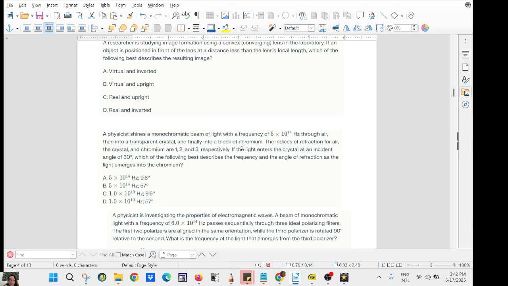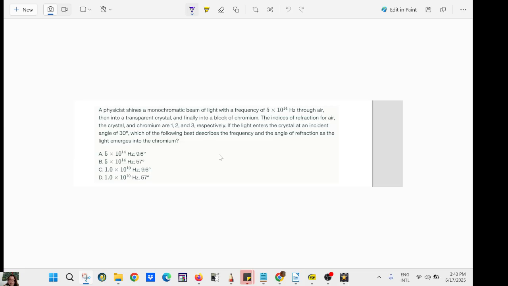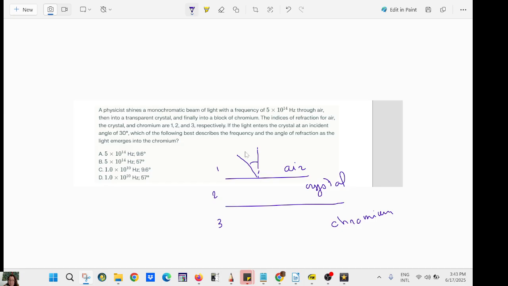And then we are looking at light going through air into a block of crystal. Okay, so let's make a drawing here. Without drawing, it's hard to see what's going on. So through air into a crystal, this is air, this is crystal, and this is chromium. So it's 1, 2, 3. So it enters the crystal at an angle of 30 degrees into the chromium. So this is 30 degrees.